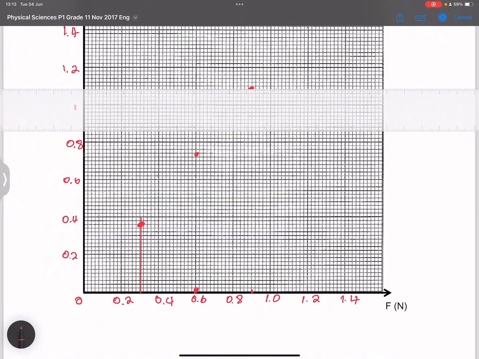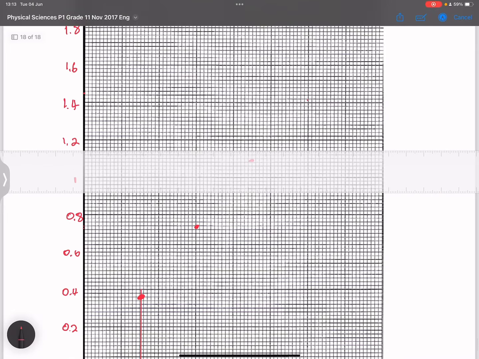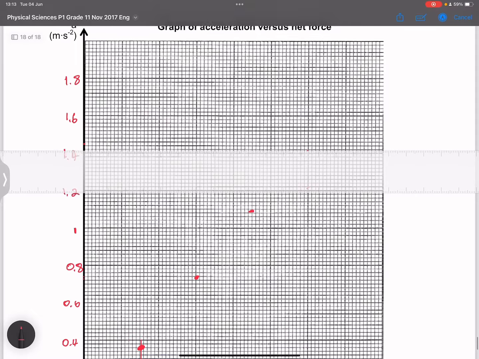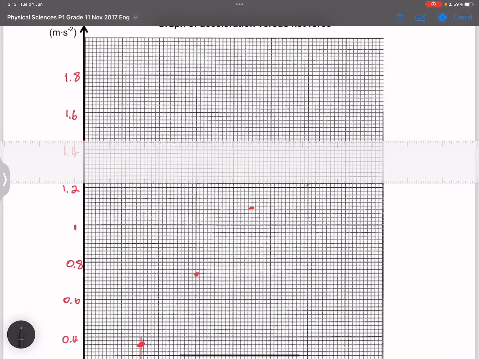So 1.2 and 1.45. Okay, so 1.2, that's easy, right? It is this line here. And 1.45, so that's 1.4, that's 2, that's 4, and that is 6 there.